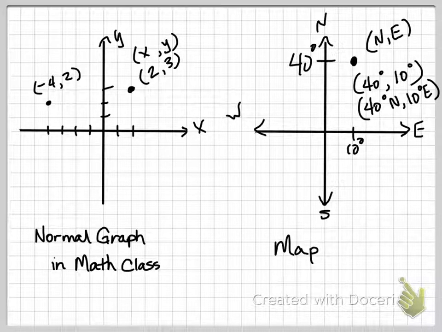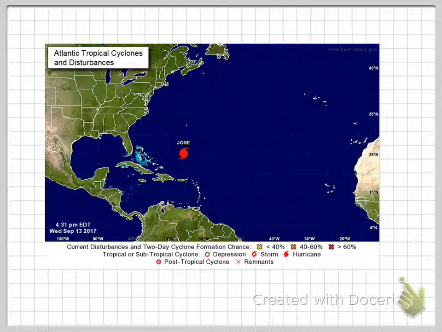So what we decided then is that we can chart hurricanes. Okay, so this is Hurricane Jose. This is right now, the 13th of September. This was the latest update, which is 4:31 Eastern Time, 3:31 afternoon our time. And Hurricane Jose is right there. You can see them all in red. Hurricane Jose.